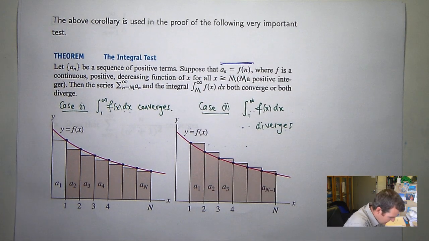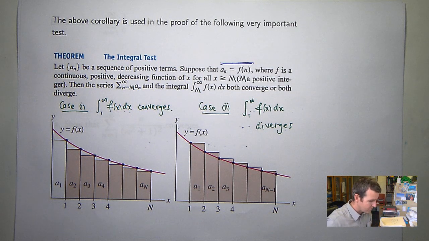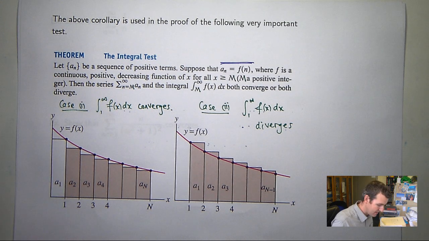Now, the integral test is really, really important. It's going to be one of our main focuses. Let's look at the statement of the integral test. Suppose we have a sequence of positive terms, a sub n, and that a sub n equals f of n, where f is a function that's continuous, positive, and decreasing for all x greater than or equal to some number, big M. Think of big M as 1 if you like.